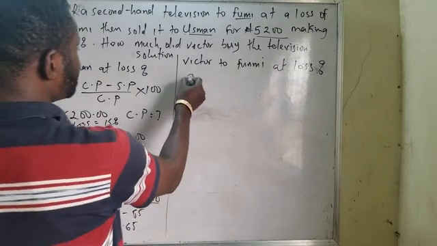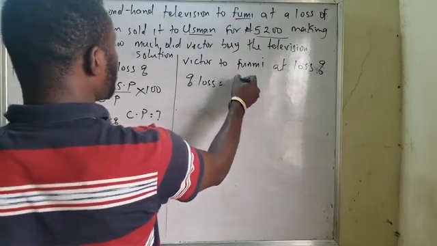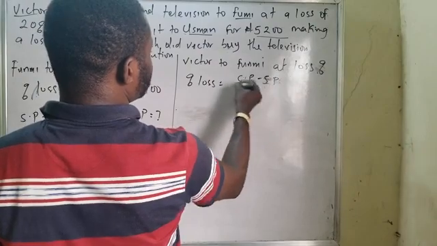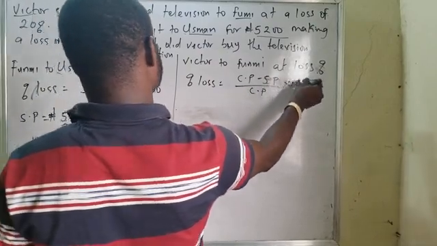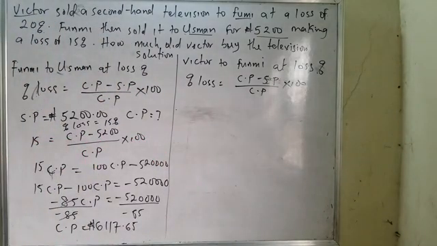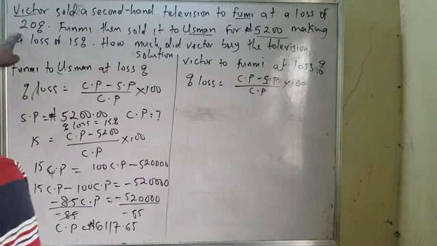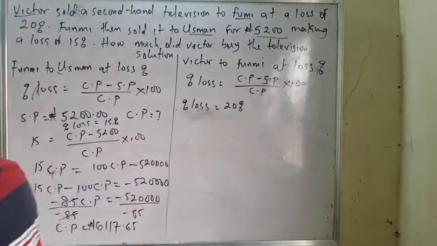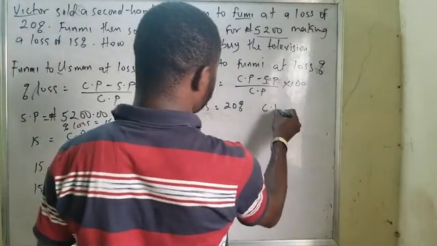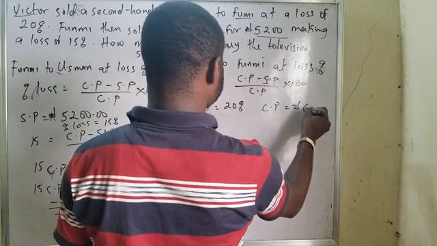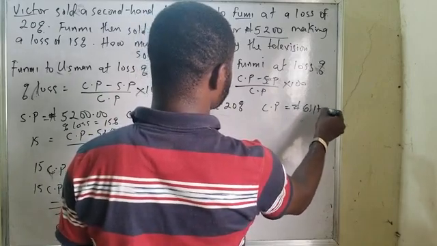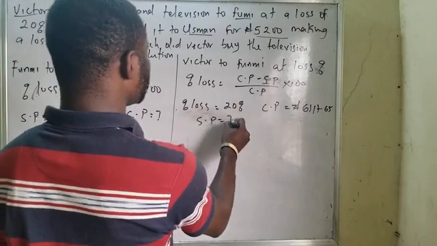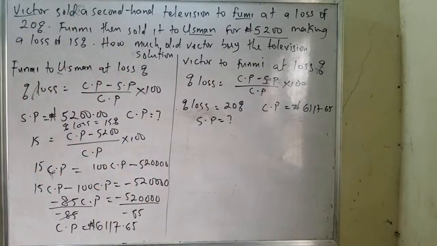It means I will be talking about a percentage lost equals cost price minus selling price divided by cost price multiplied by 100. Now, at this point, I think I have the percentage lost. It will be equal to 20%. That is very correct. And I have my cost price. My cost price will be equal to 6,117.65 naira. Now, it means my selling price now, I don't know it. That is where the problem is. Is it selling price? Yes.